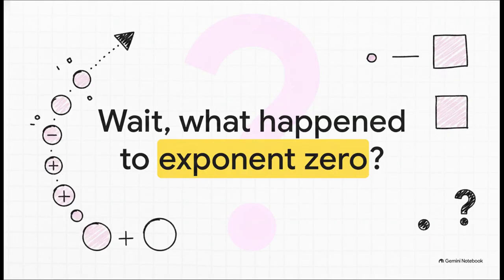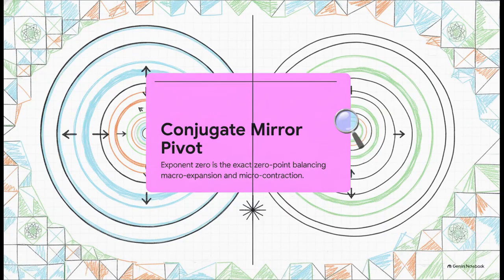Wait a second, though. Let's really think about this for a minute. If our area exponents go from -1, jumping straight over to +1, then 3, then 5, what on earth happened to exponent 0? I mean, it is completely missing from that 2D area sequence. Where did it go? Well, it turns out it didn't just disappear.